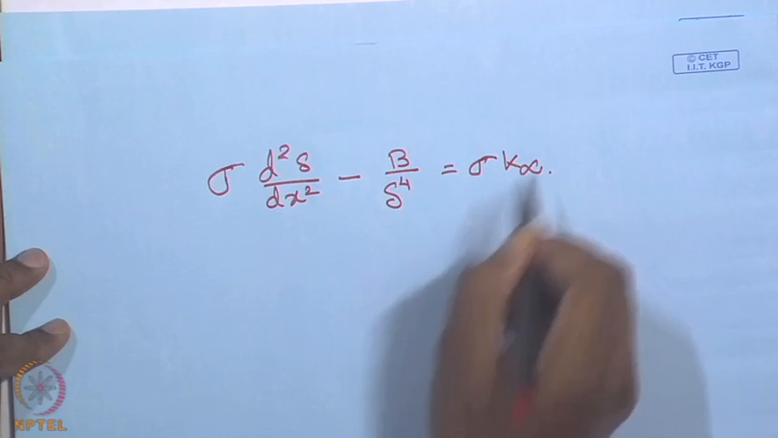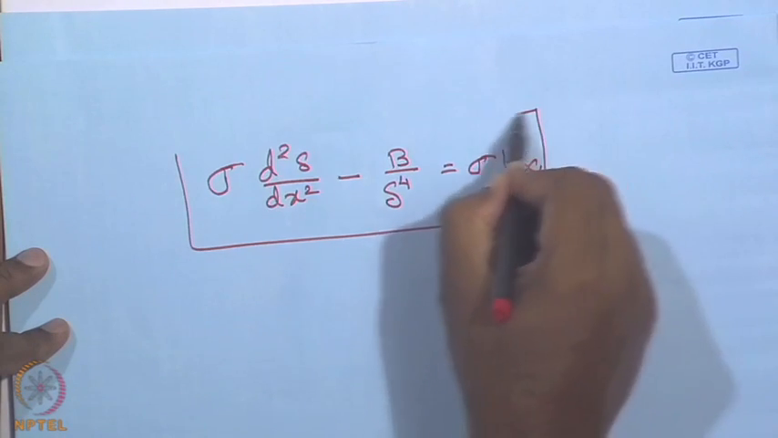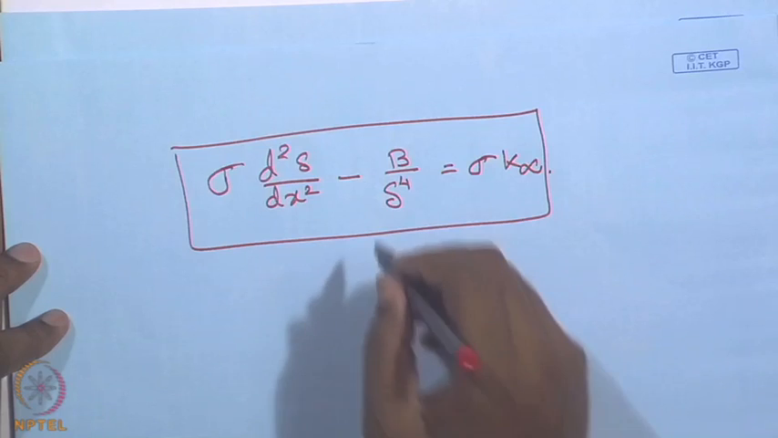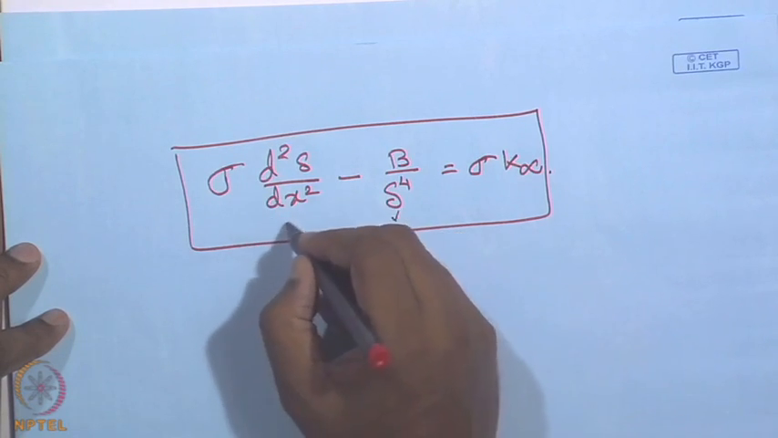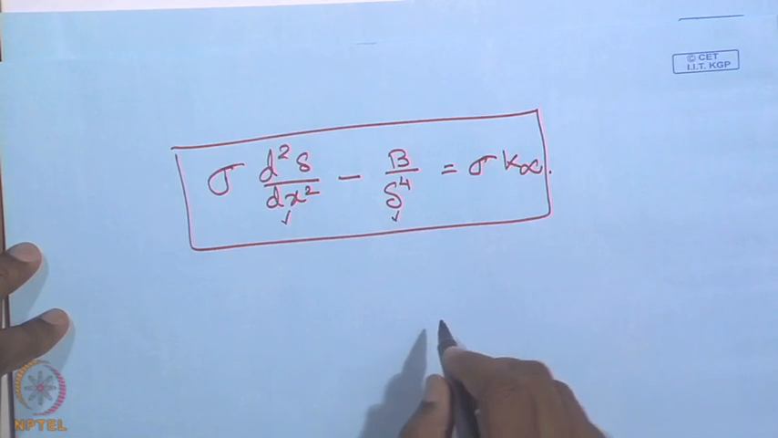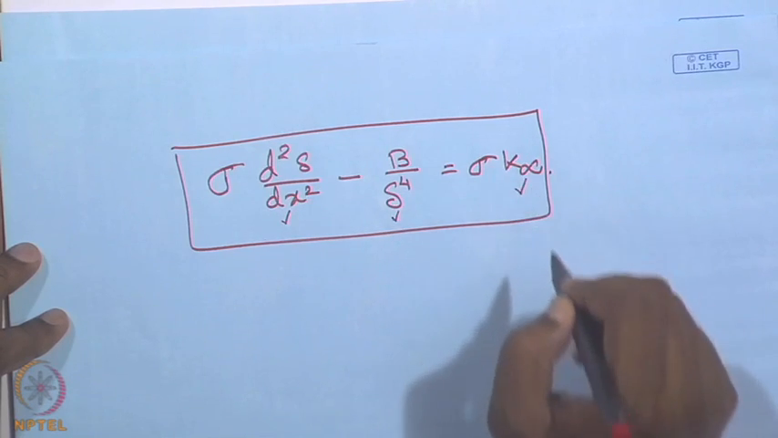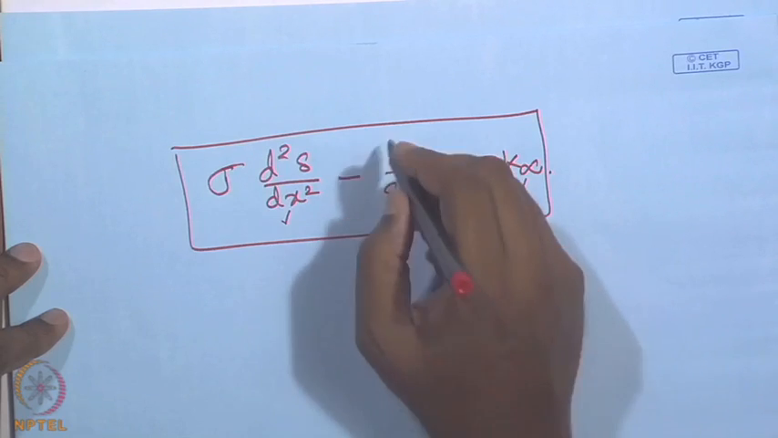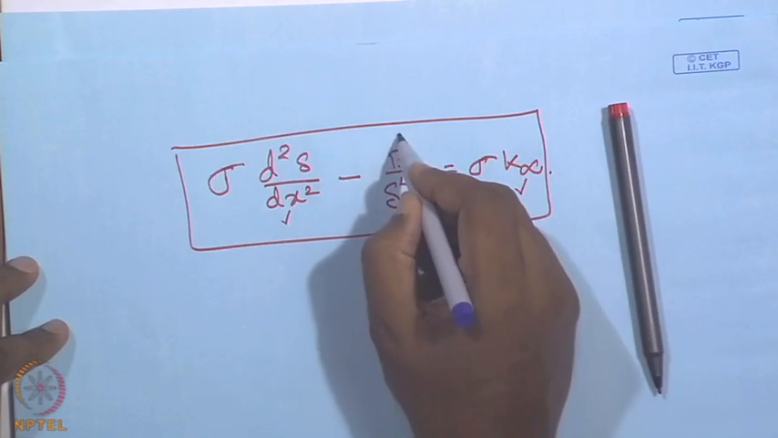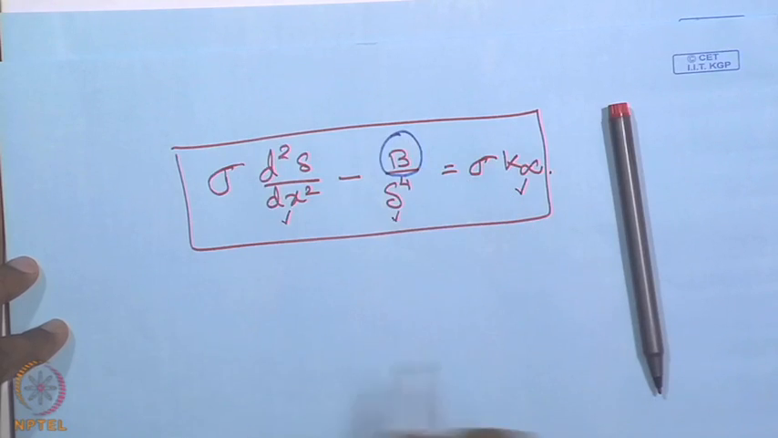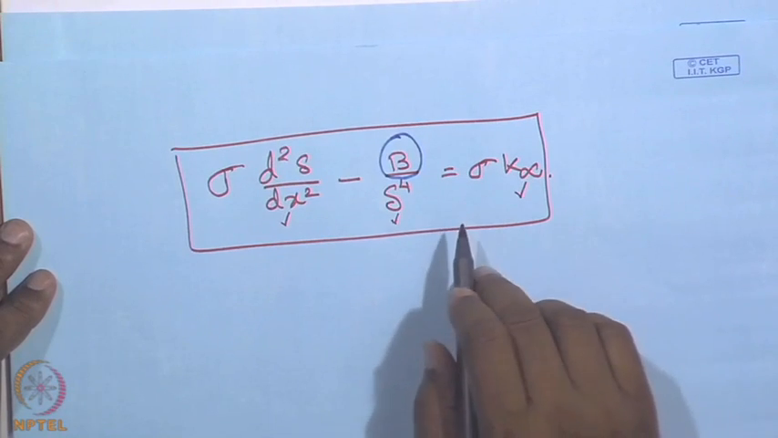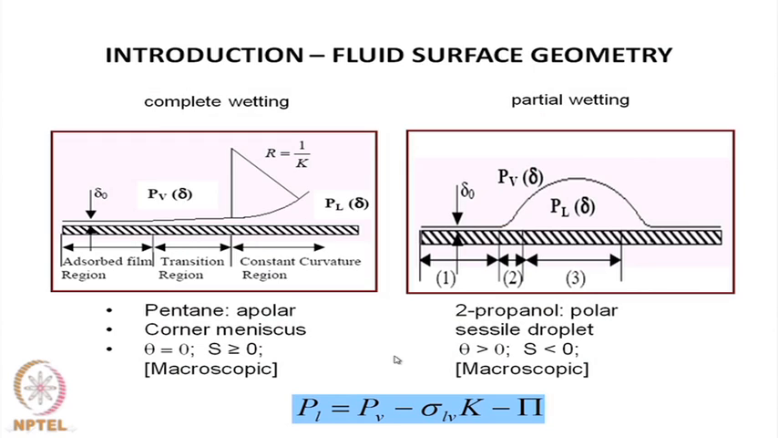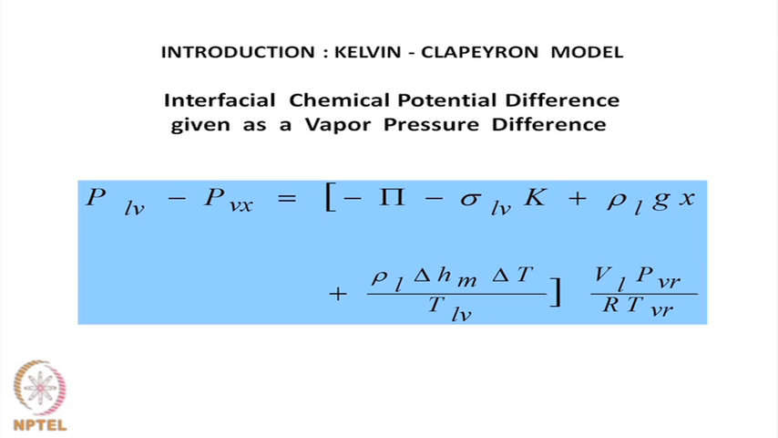So, this would be the starting point for experimental study. If you can measure the value of delta correctly, then it is possible to find its double derivative, and we can also measure the value of k infinity. So, it is then possible to find out the unknown b, which is the Hamaker constant. So, this equation is the starting point for finding the value of the Hamaker constant, and it has been used in the experiments.